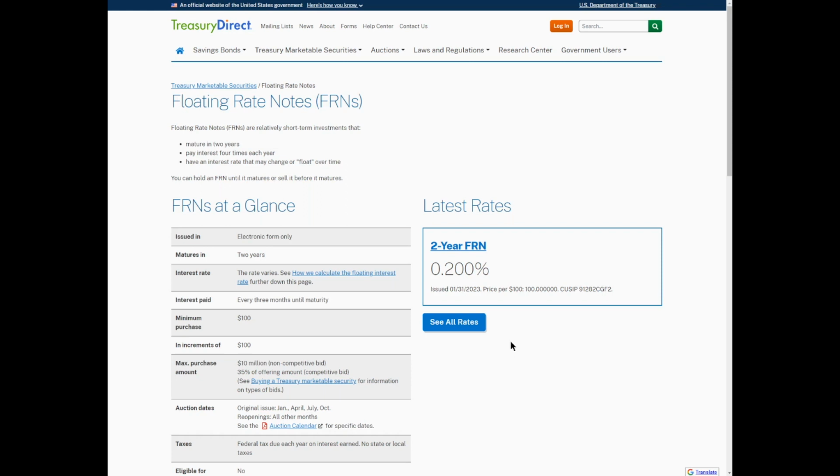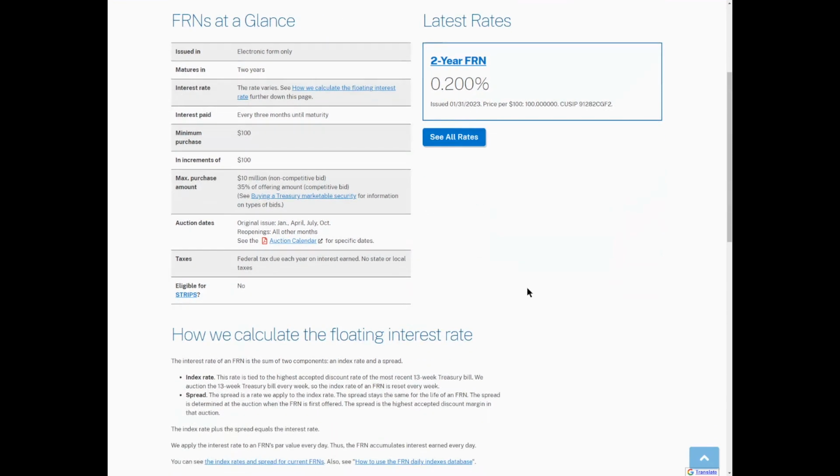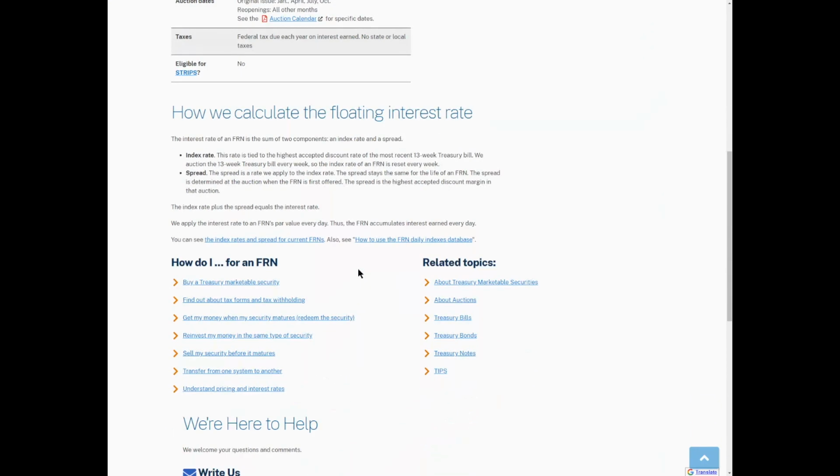Everything that you need to understand about FRNs is on this page by Treasury Direct, and all the rates that the market is offering you at the moment are here as well. So all the information you could possibly want is here.